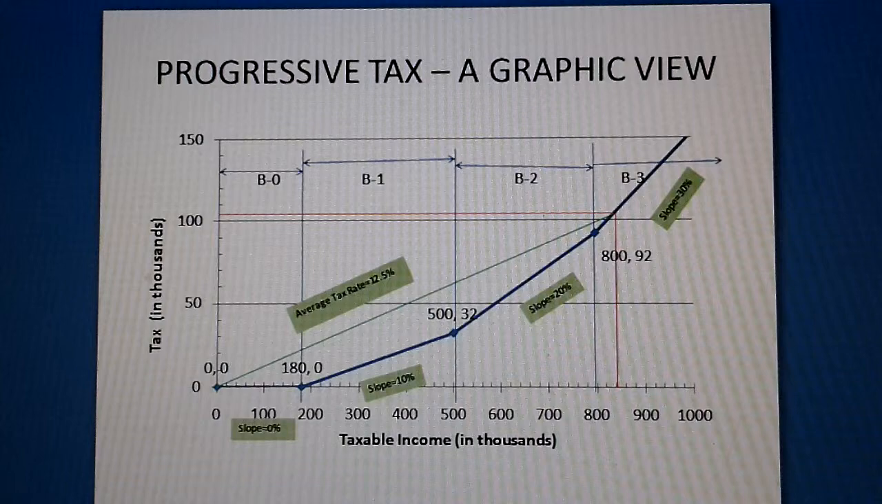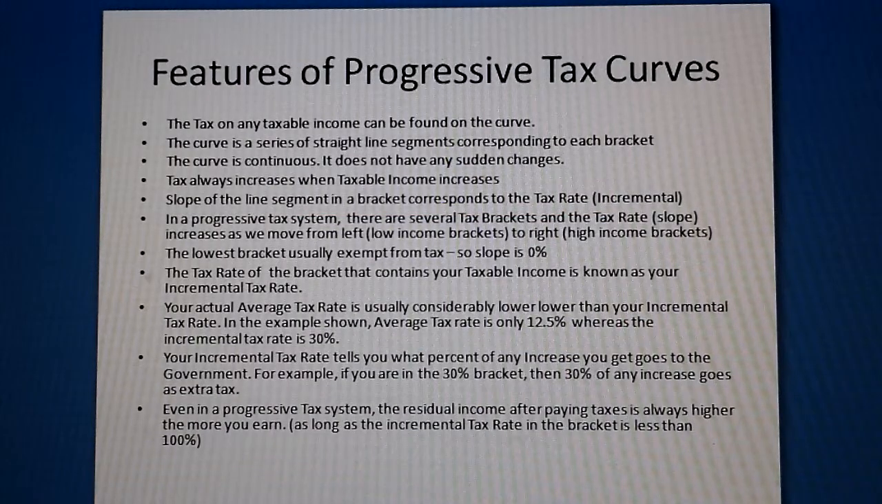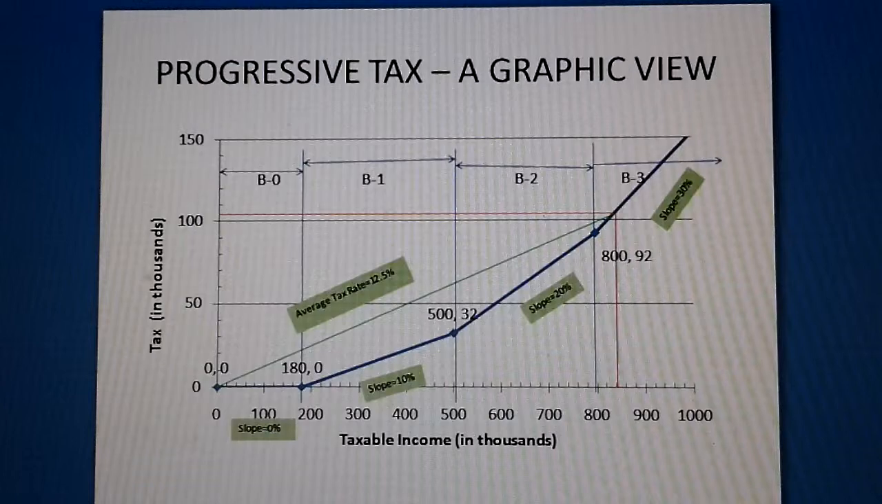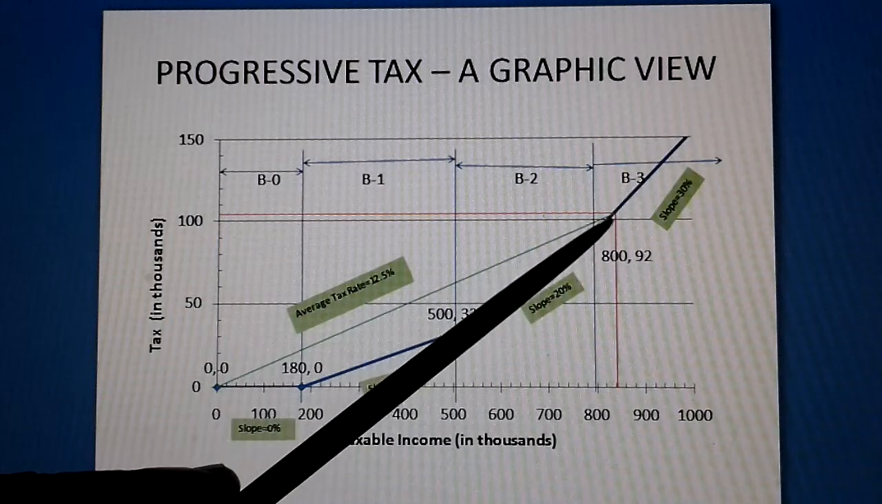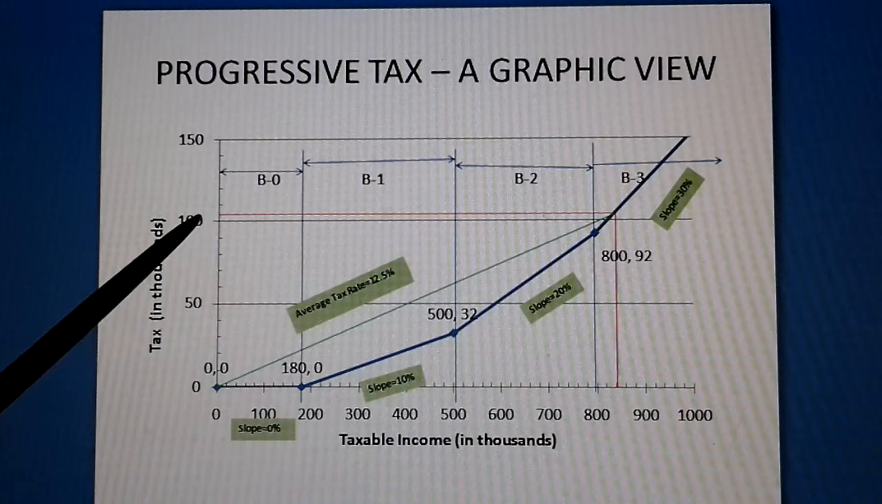Now, we'll go on to the features of a progressive tax curve. I'll go back and forth between these slides. The tax on any taxable income can be found on the curve. All we have to do is to look up the taxable income here, go up to that line, and then find out the tax.